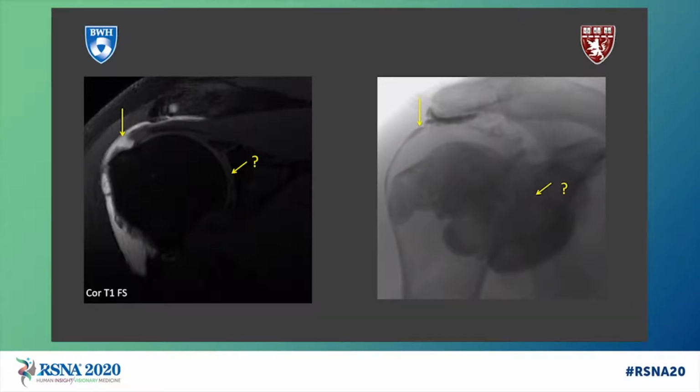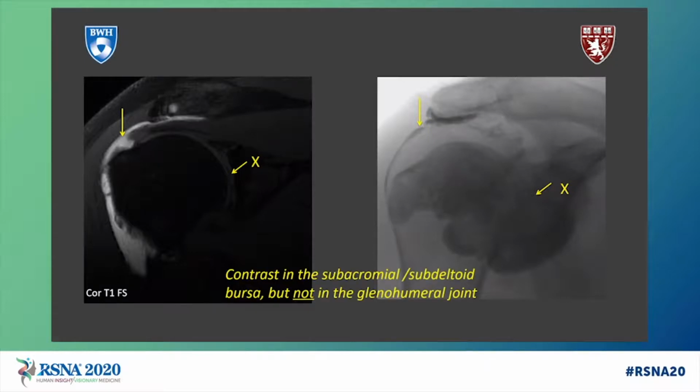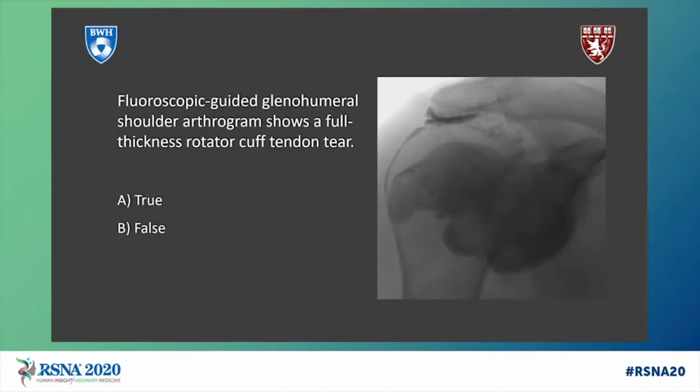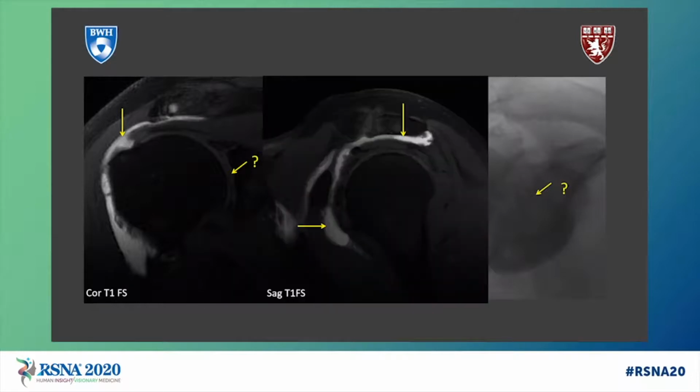However, when we look at the contrast that we would expect to see in the joint, we don't see any. And here you can see that the humeral head cartilage is closely opposed to the glenoid cartilage without intervening contrast. Thus, the contrast is in the subacromial subdeltoid bursa, but is not in the glenohumeral joint. Therefore, in thinking about this case, fluoroscopic guided glenohumeral shoulder arthrogram shows a full thickness rotator cuff tendon tear. The answer is false because this was not a glenohumeral shoulder arthrogram, as the contrast was not in the joint, but instead outlined throughout the entire bursa.